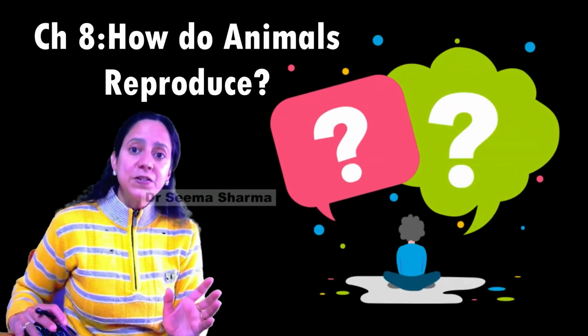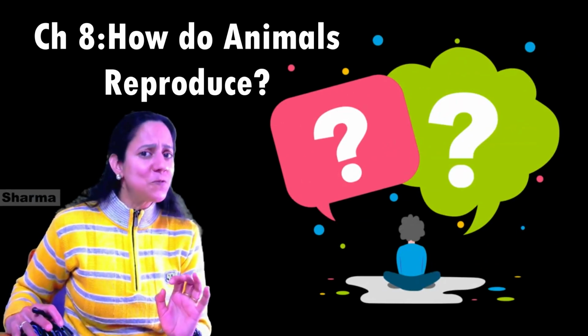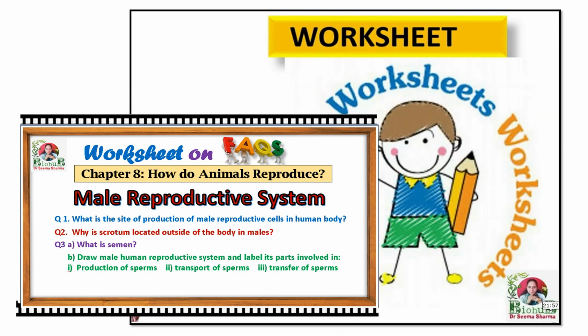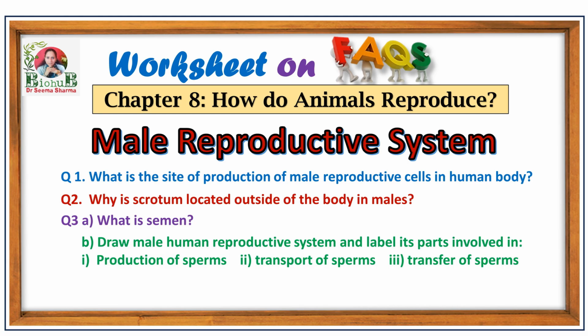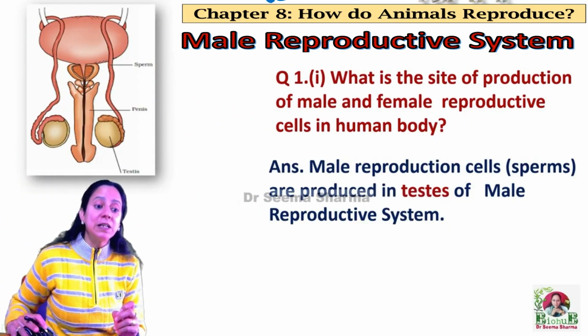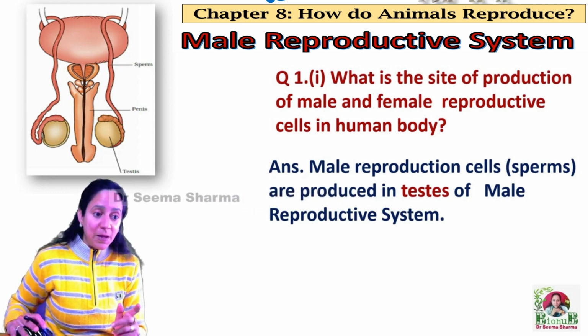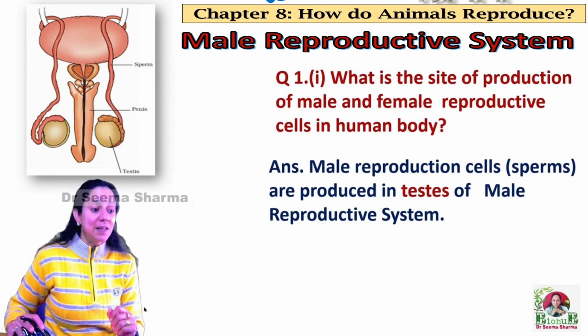Viewers, from this chapter, different sorts of questions are asked. So I'm moving on to some important questions which are frequently asked from this part of the chapter, and I have compiled them in the form of a worksheet. I suggest you go through these three questions. Question number 1: what is the site of production of male reproductive cells in the human body? Male reproductive cells, the sperms, are produced in the testes of the male reproductive system. So the site of production of male reproductive cells is the testes.